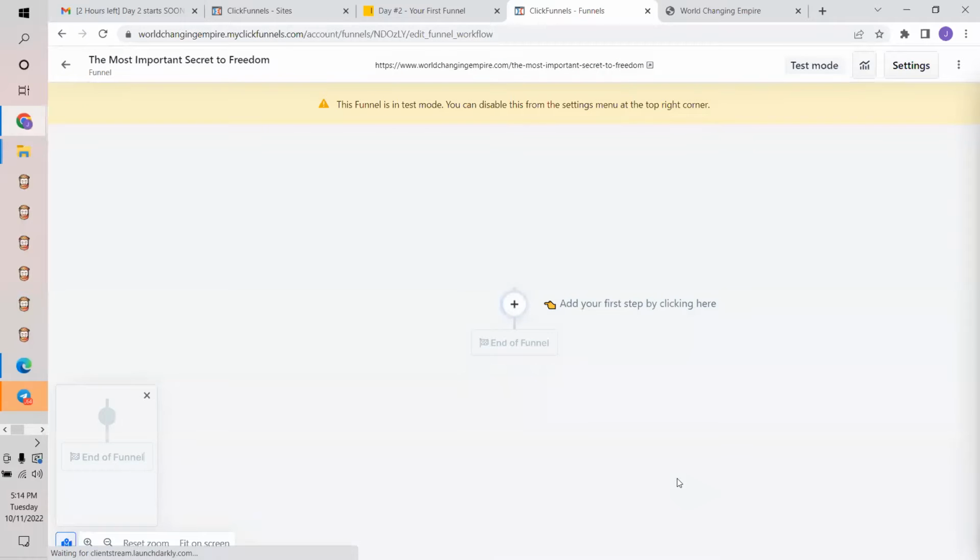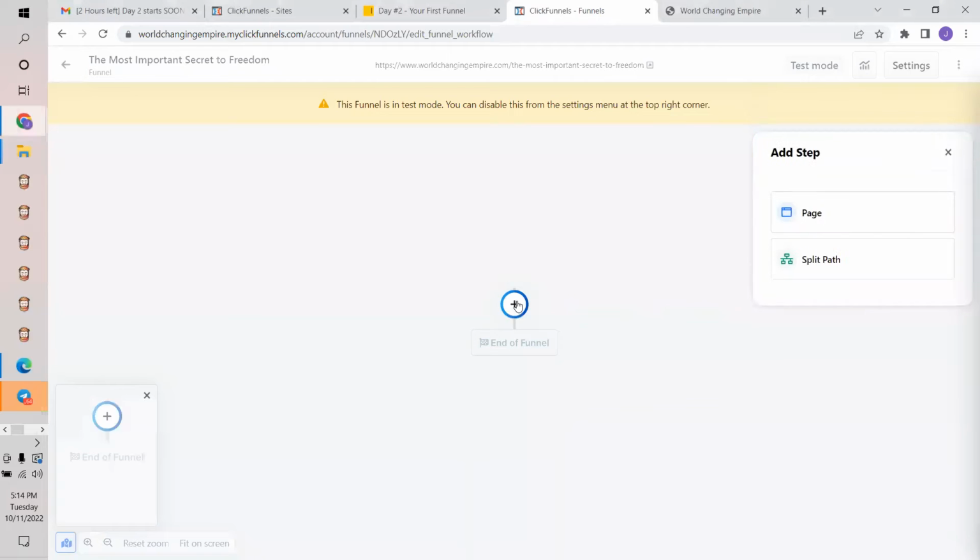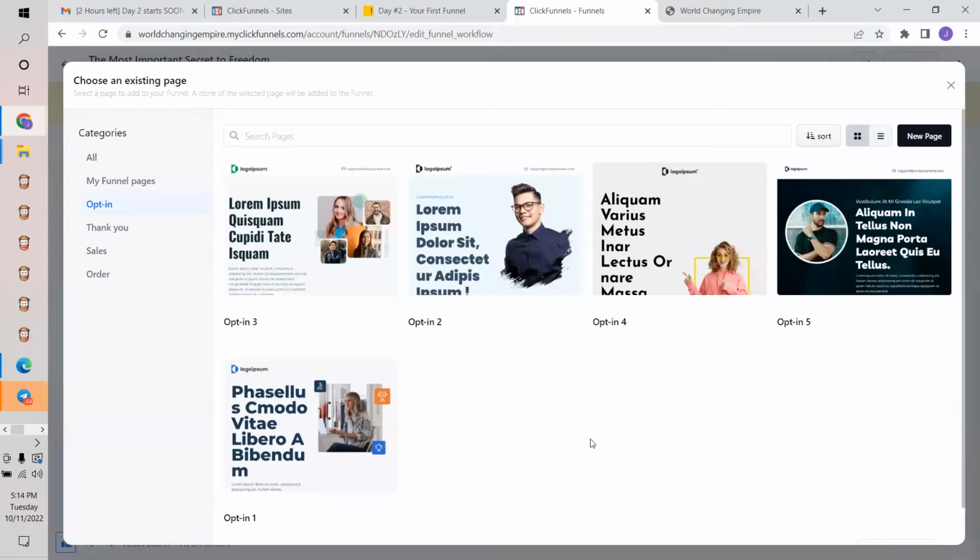Now I've got my workflow over here. So now I'm going to add my first step right here. There we go. It says this funnel is in test mode. You can disable this from the settings menu at the top right corner. So that is good to go. We certainly don't want to disable test mode because there's absolutely no way I'm releasing this right now. So I'm going to add my first step by clicking on here and get a page created.